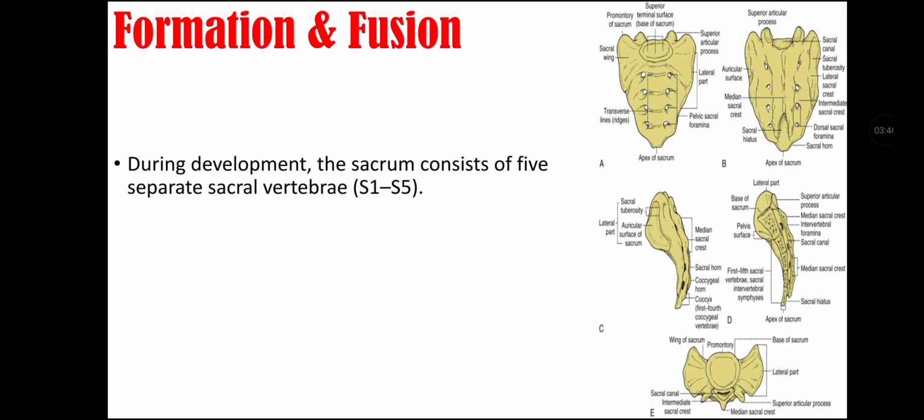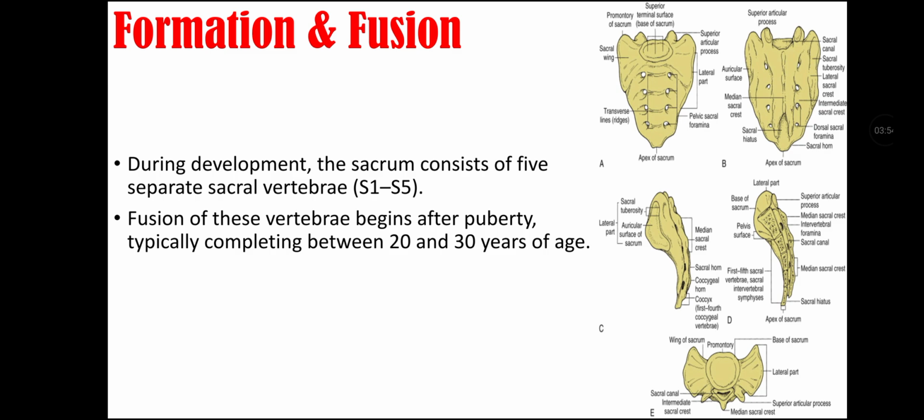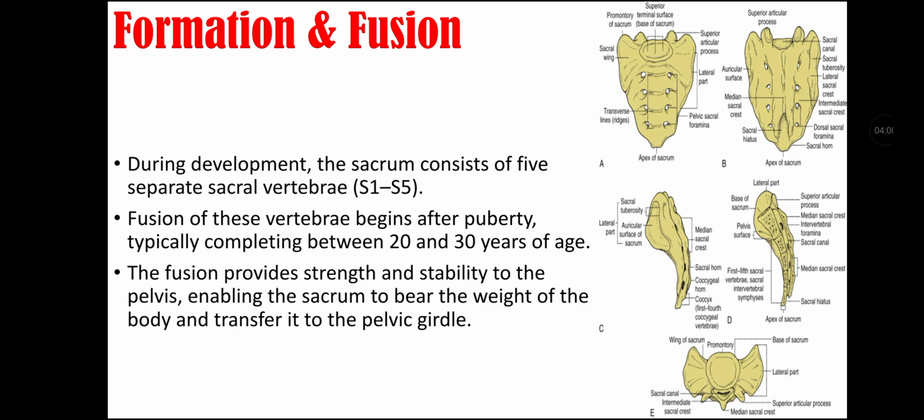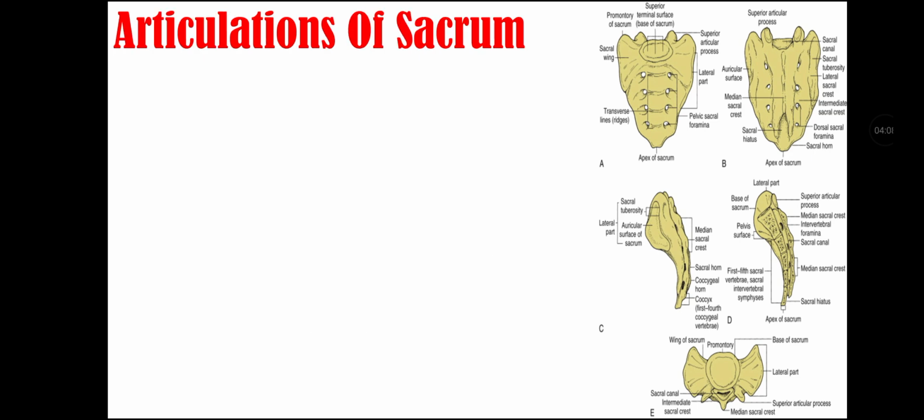Formation and fusion of sacrum. During development, the sacrum consists of five separate sacral vertebrae, that is S1 to S5. Fusion of these vertebrae begins after puberty, typically completing between 20 and 30 years of age. The fusion provides strength and stability to the pelvis, enabling the sacrum to bear the weight of the body and transfer it to the pelvic girdle.